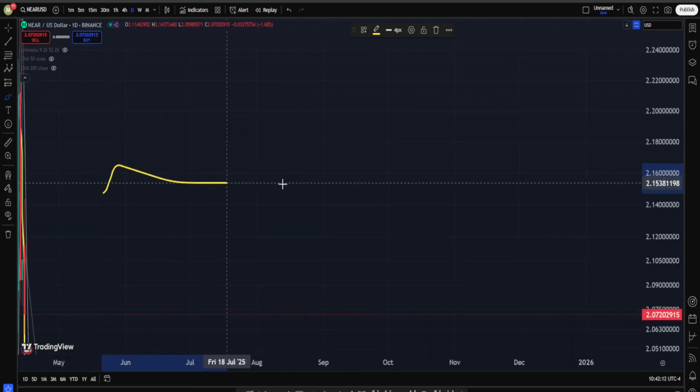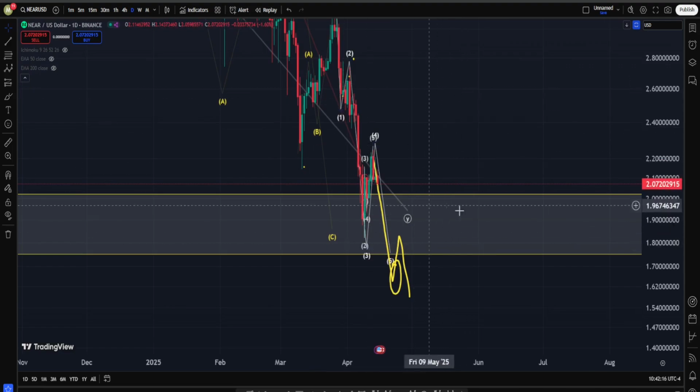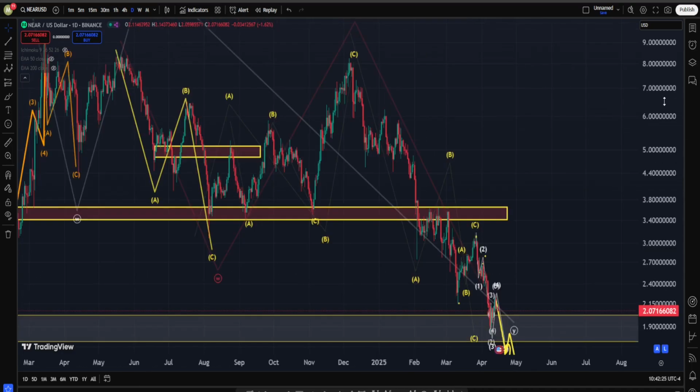From my point of view, this level is basically the make it or break it one. As long as we are staying above it, I think we are fine and good to go up. Get a break of it, okay, that's going to be a bit of a different story, and at that point we are going to look for some more downward price action in Near Protocol in the short term.